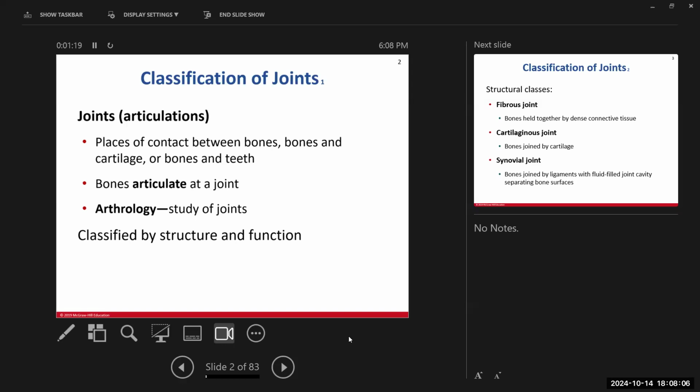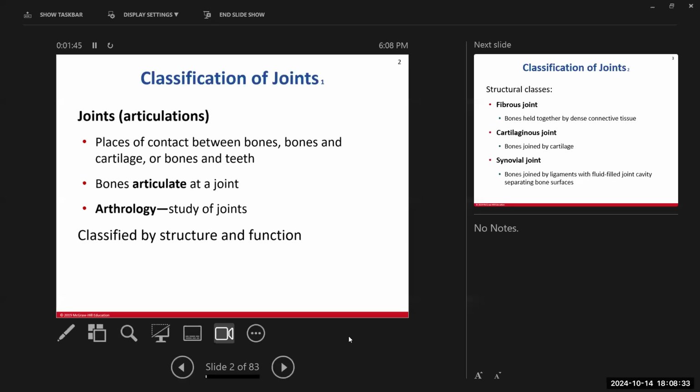So the study of joints is called arthrology. And when we're discussing this, it's important that you understand this concept. When we're studying joints, we're going to classify them based on their anatomy and physiology. As it says there on the board, we classify them by their structure, anatomy, and function, physiology. That's how we're going to discuss these classifications.